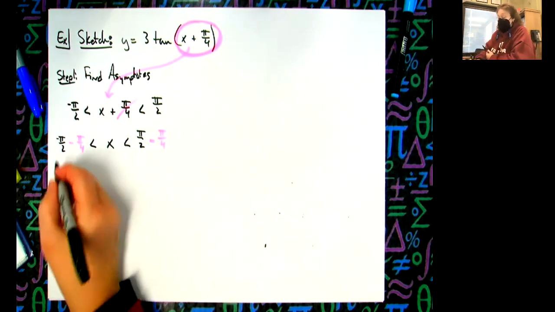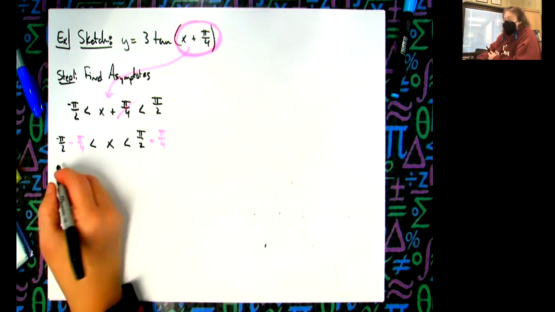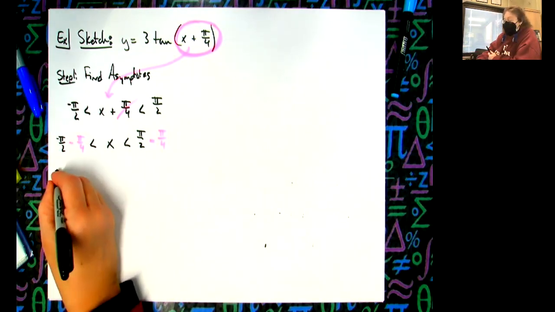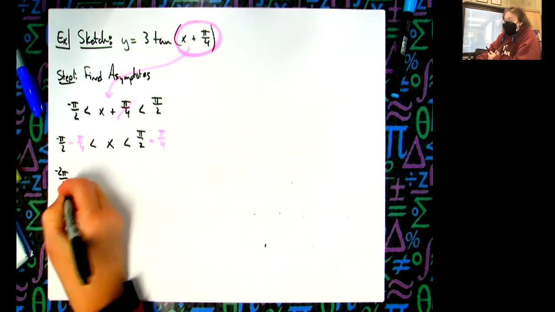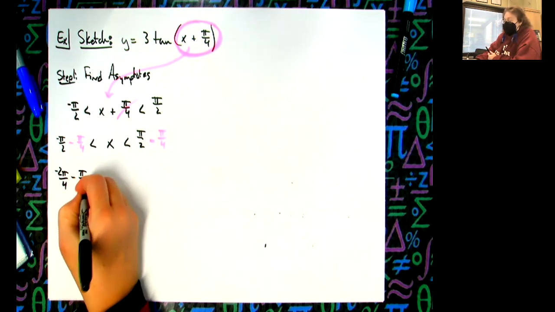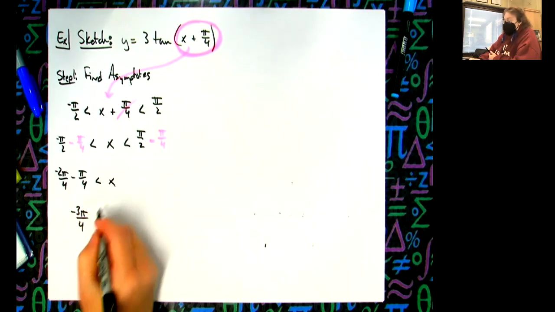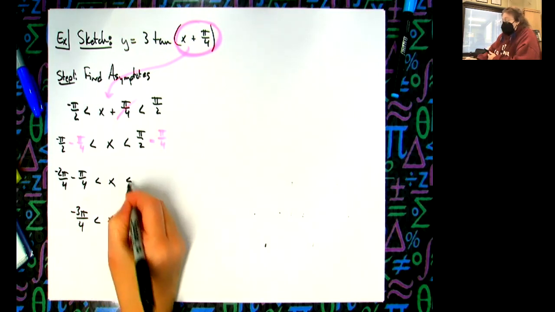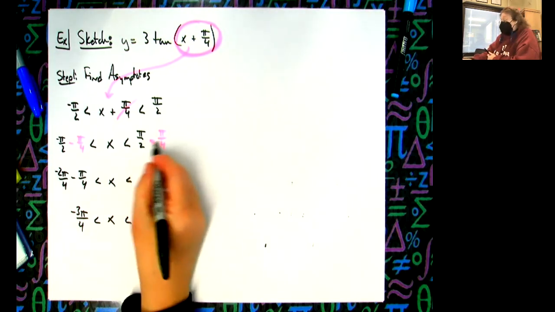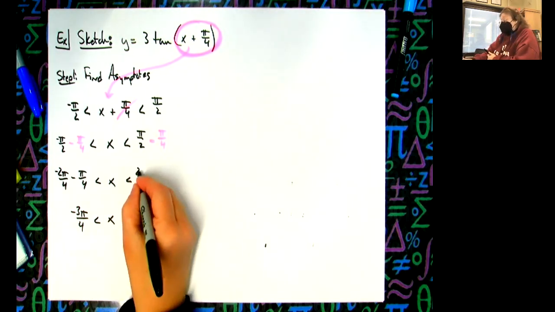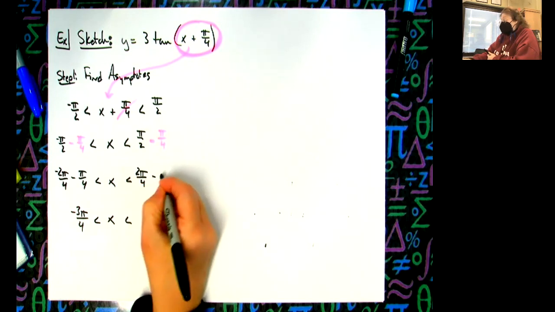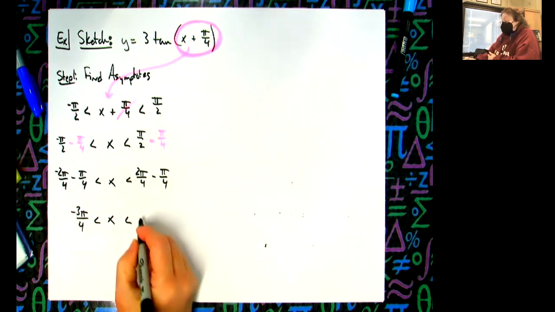Okay, so common denominators, right? Do this by hand, make this over 4, so this will be negative 2 pi over 4 minus pi over 4. What is that? Negative 3 pi over 4 is less than x, less than x. Okay, again, get common denominators. So 2 pi over 4 minus 1 pi over 4 gives me pi over 4.